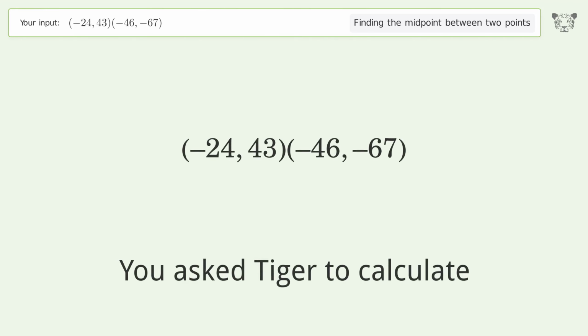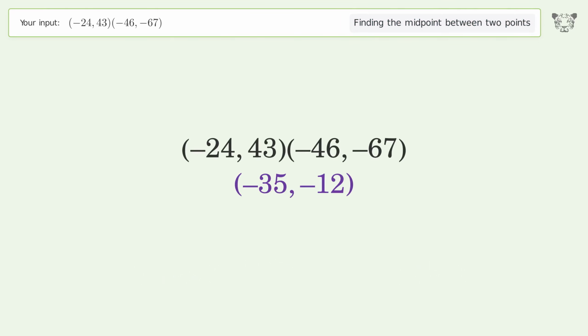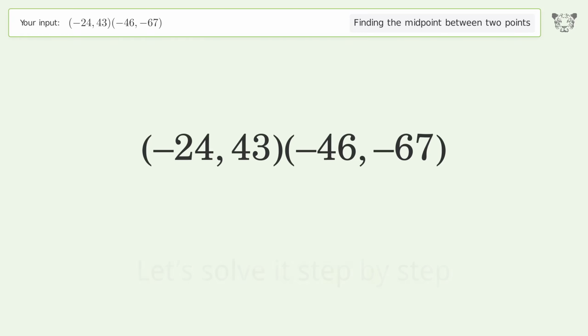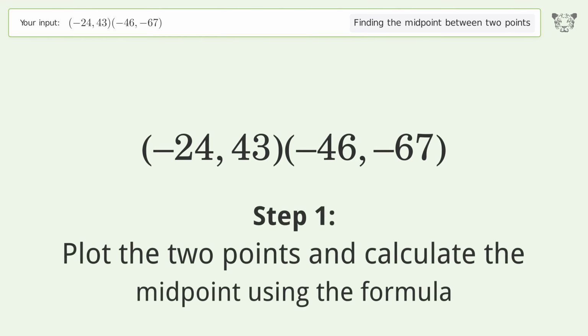You ask Tiger to calculate. This deals with finding the midpoint between 2 points. The midpoint between the 2 points is -35, -12. Let's solve it step by step. Plot the 2 points and calculate the midpoint using the formula.